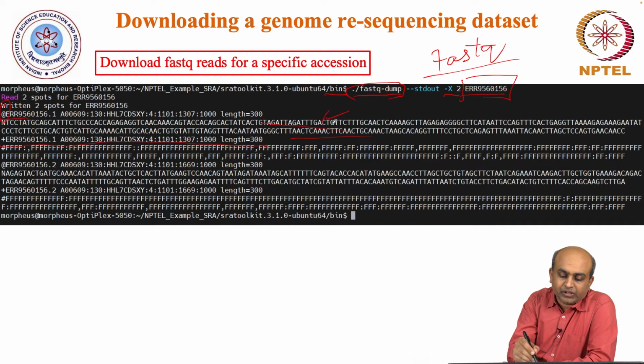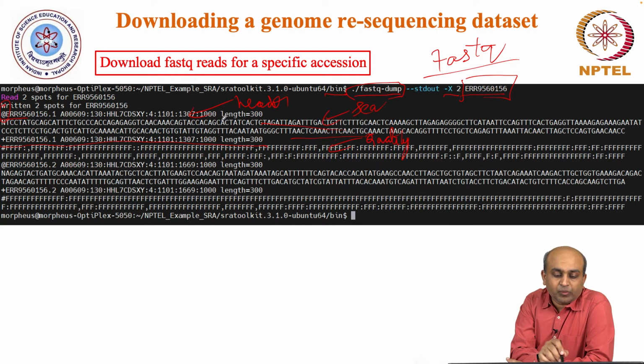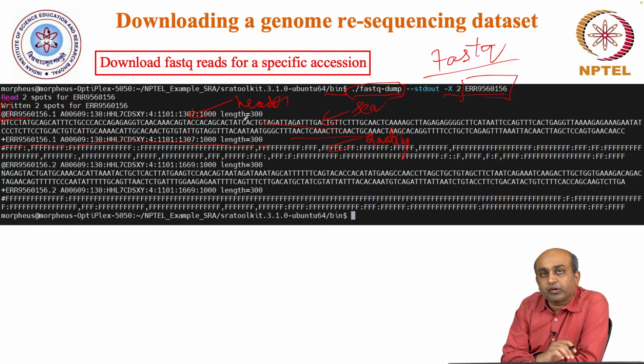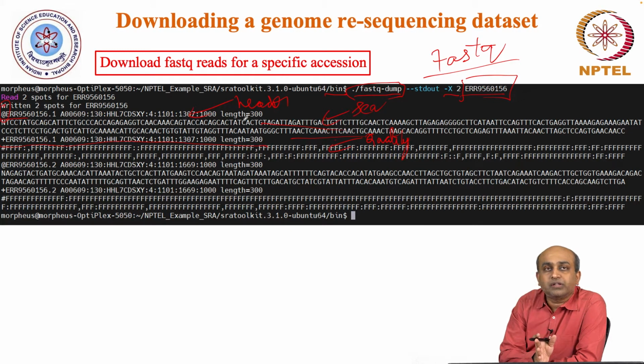So this is the sequence. This is the quality score, and this is your header. In the header you have details about the sequencing machine that was used, what the length of the read is, what the barcode was, things like that, right? So using this kind of a fastq-dump command, we can download data sets from SRA.